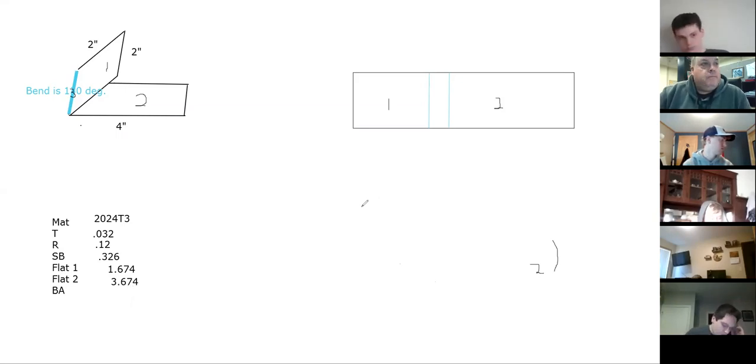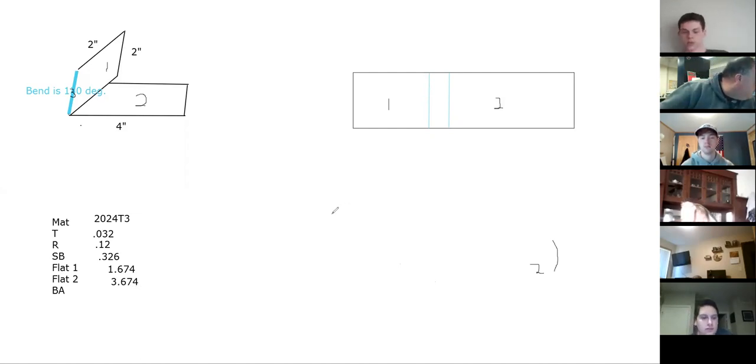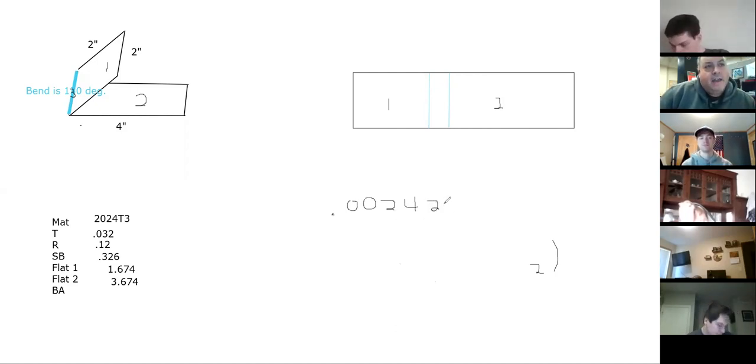You've got to use that bottom number. So what is that bottom number? 0.002427. 0.02427. Okay, that is the bend allowance number per degree. So we're going to have to take that really, really small number and multiply it by what?